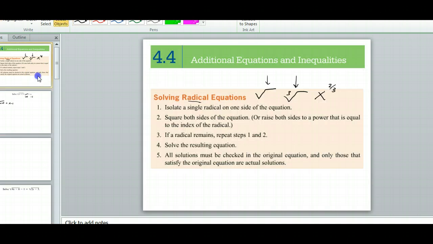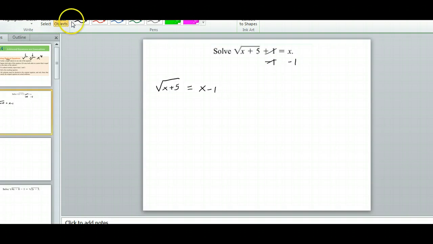Okay. Now, step 2 says to square both sides of the equation. The reason we're doing that is because we've got this root with an x under it, and we want to get rid of that root so we can have the x out from underneath it. So we square both sides of the equation. On the left side, the square and the root take care of one another, and whatever's underneath the radical just falls out. But on the other side, you've got to remember to FOIL this out. Don't just say that's x squared minus 1 squared. You've got to FOIL it.